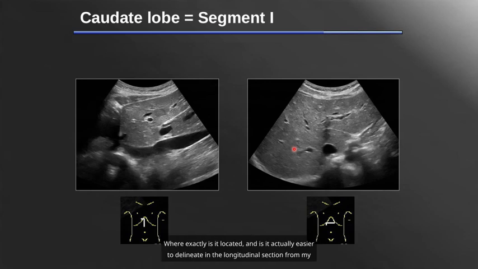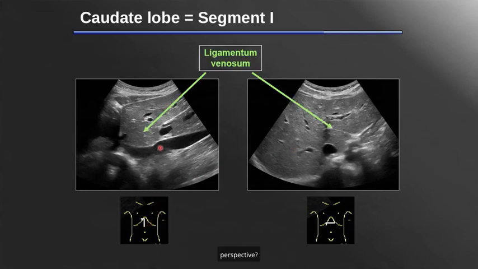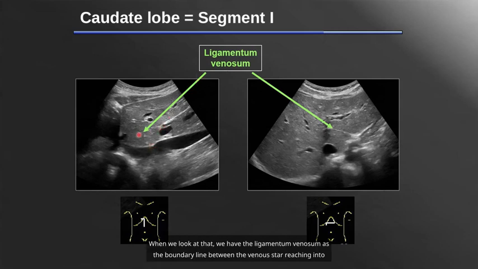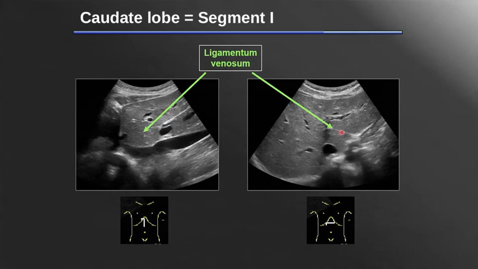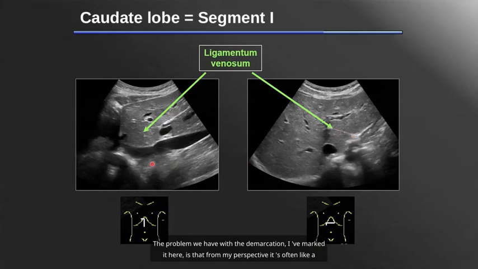Where exactly is it located, and is it actually easier to delineate in the longitudinal section from my perspective? When we look at that, we have the ligamentum venosum as the boundary line between the venous star reaching into the hilum, interestingly enough, often leading exactly to the hepatic artery. So that is the boundary from segment 1 to the rest of the liver. Here in this case, it can also be seen very nicely in the cross section. The problem we have with the demarcation, I've marked it here, is that from my perspective, it's often like a bread roll, so to speak, hovering over the vena cava in the longitudinal section.